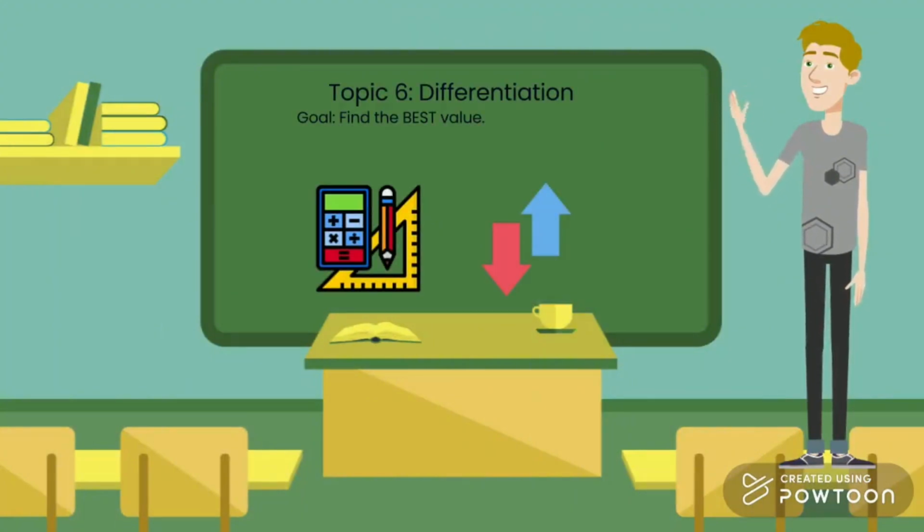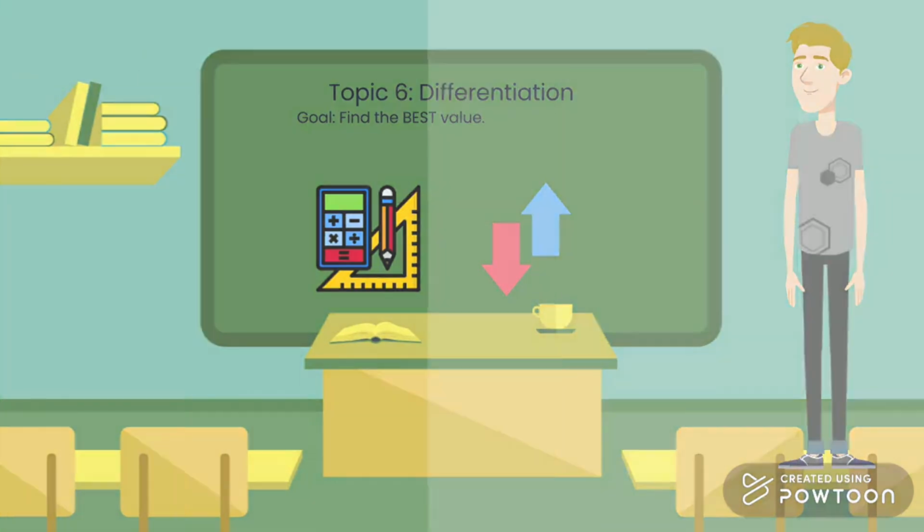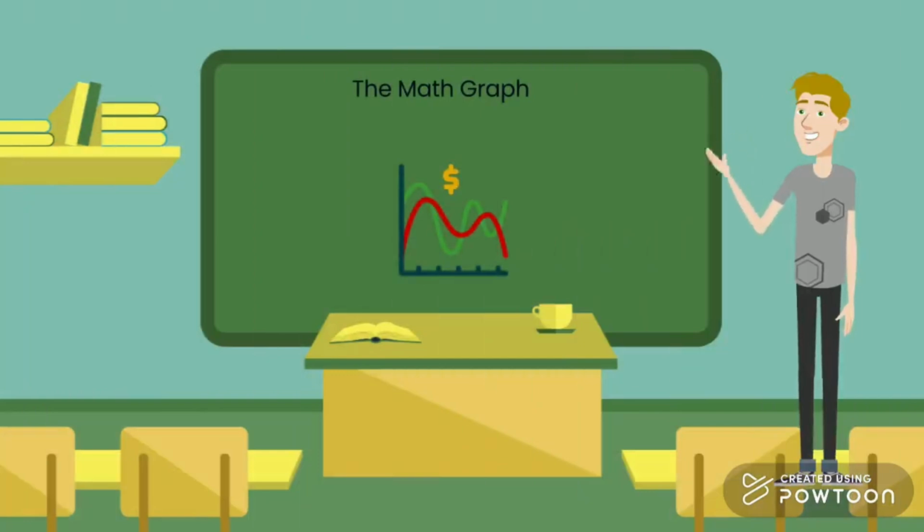It is about finding the best value. In math, we use a tool called Differentiation. It helps us find the highest point and the lowest point. Look at the graph. Differentiation helps us find the top of the hill, which is the maximum. It also helps us find the bottom of the valley, which is the minimum.